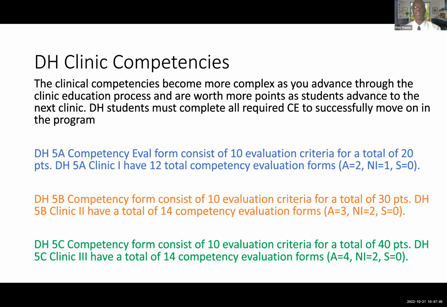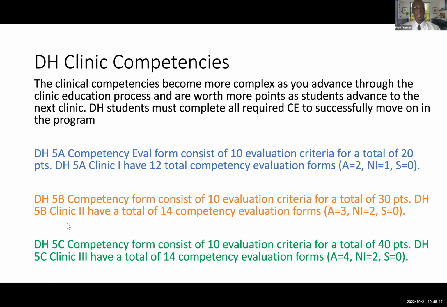And there are 12 of those competency evaluations. So as I stated a couple slides back, the A, the NI, and the S. A is for acceptable, NI is for needs improvement, and S is for 0. So depending on which clinic it is, the A and NI have a different point value. The S is always 0, but the A and NI could have different values attached to it.